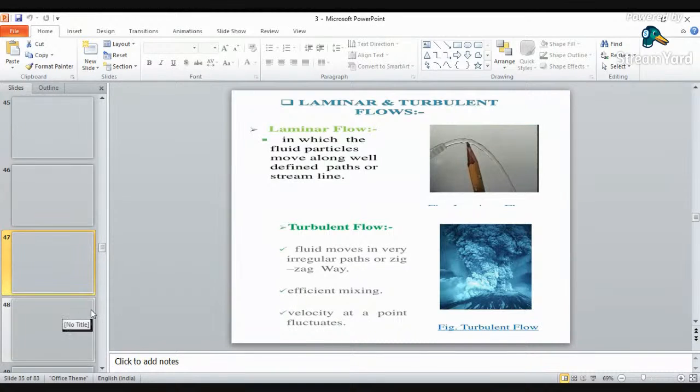Then there is laminar flow and turbulent flow. Laminar flow is nothing but a streamlined flow. When your water follows a streamlined flow, and if your Reynolds number is less than 2000, then it will be laminar flow. And if your fluid moves in a haphazard or zigzag manner, then it will be a mixed type of flow or a turbulent flow, and it has a Reynolds number greater than 4000.